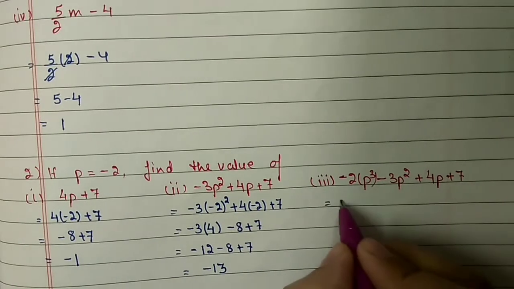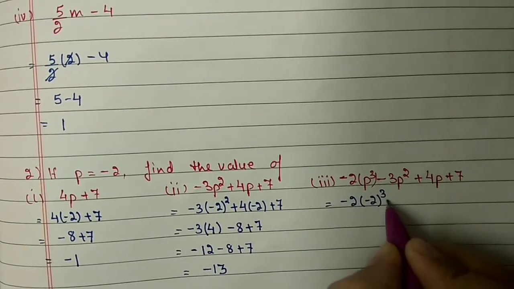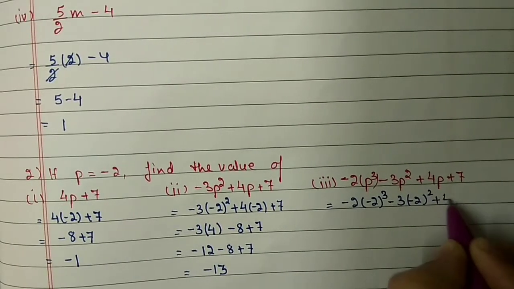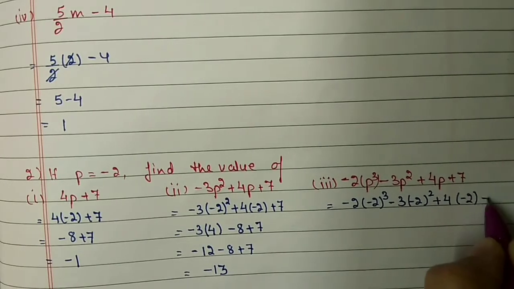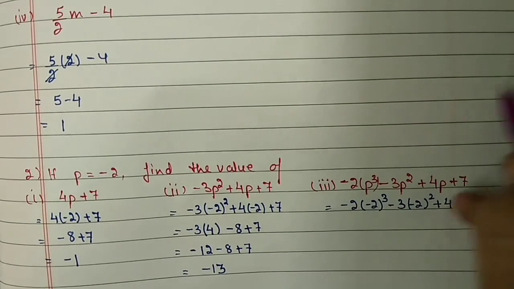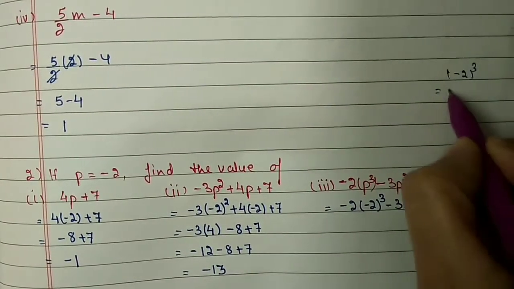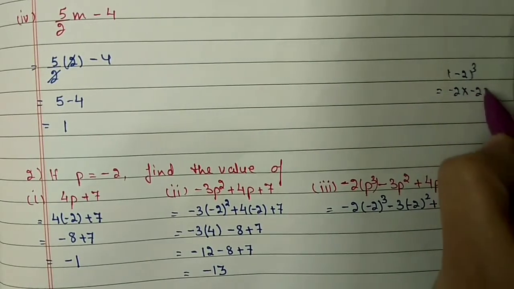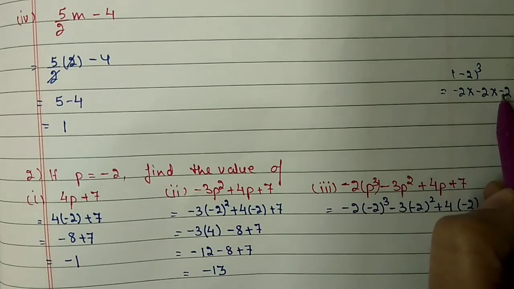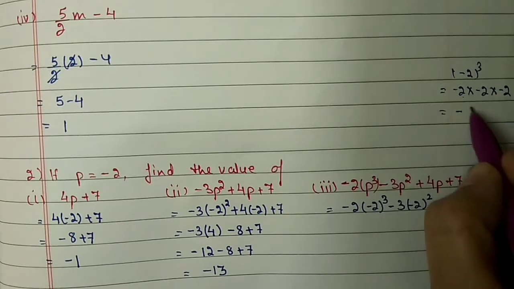Third part, minus 2 p cube, p means minus 2 whole cube. Then minus 3 into minus 2 whole square plus 4 into minus 2 plus 7. Now minus 2 whole cube means 3 times you have to multiply minus 2. Minus 2 whole cube means minus 2 multiplied by minus 2 multiplied by minus 2. Minus into minus is plus, and again plus into minus is minus. 2 into 2 is 4 and 4 into 2 is 8. So we'll get minus 8.